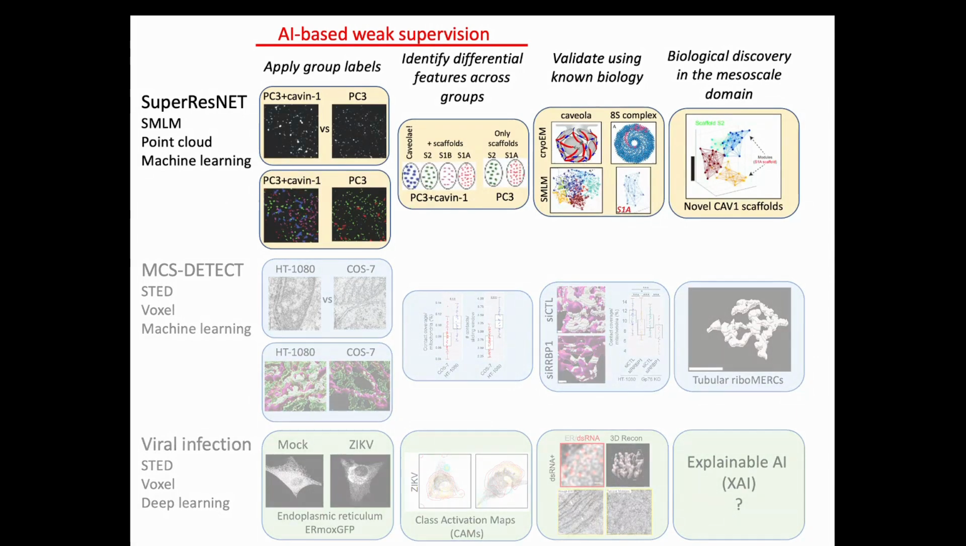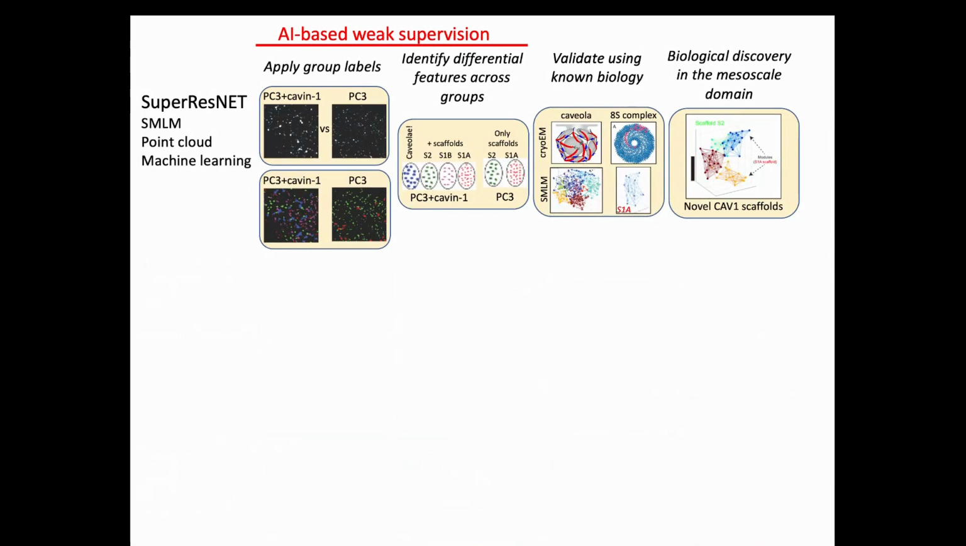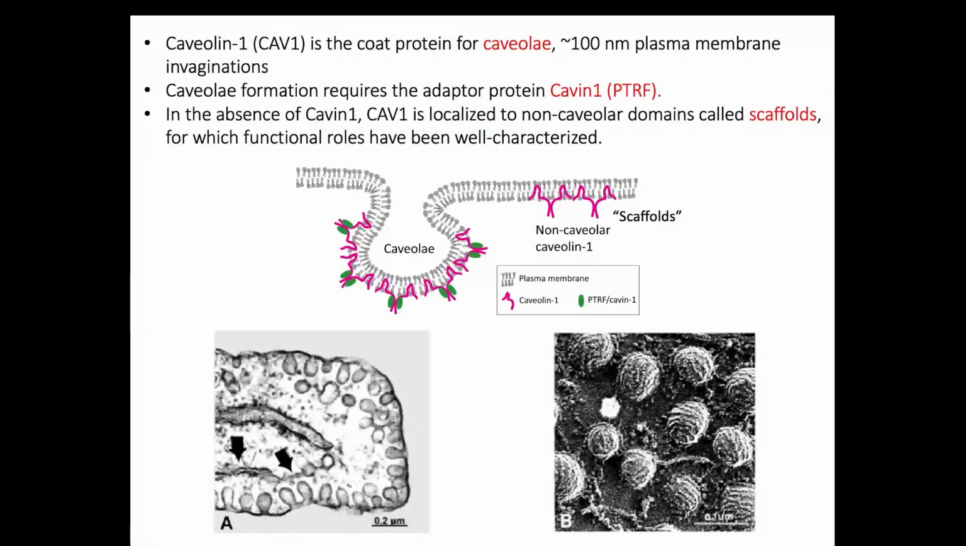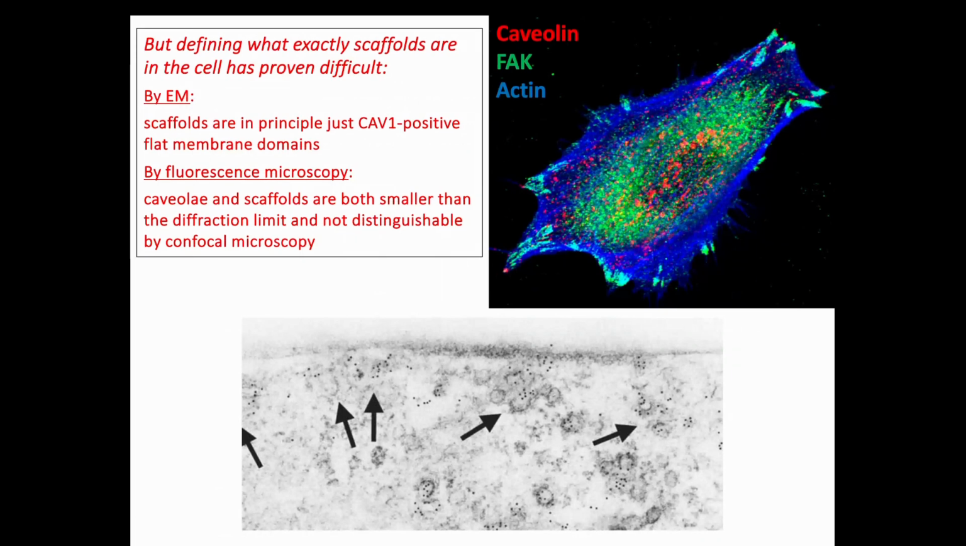And so the first story is SuperResNet, caveolin. Caveolin 1, Cav1, is the coding protein for caveolae. These are 100 nanometer plasma membrane invaginations, and their formation requires this adapter protein called Cavin1, this little guy here in green. In the absence of Cavin1, Cav1 is localized to non-caveolar domains that are called scaffolds, and there's lots of evidence out there of functional roles for scaffolds, including in cancer progression. But the trouble is defining what these are has really proven difficult.